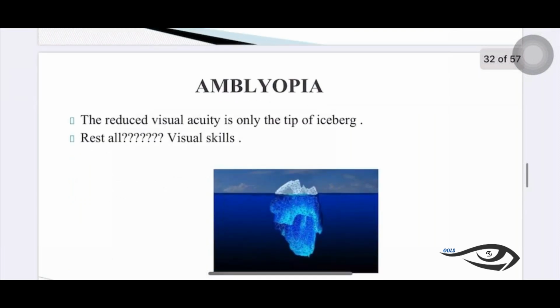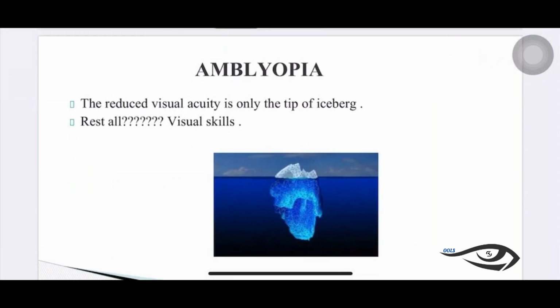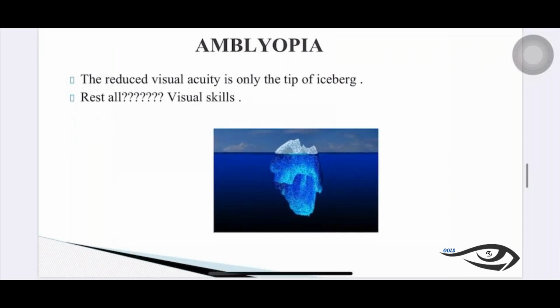Now if I talk about amblyopia, there is a very good example of the iceberg. The tip of the iceberg, you can see, is very small, and below the water there is a huge area. Most of the time, whenever we think about amblyopia, we always think visual acuity is the most important part. But here we can see the tip of the iceberg is just the visual acuity.